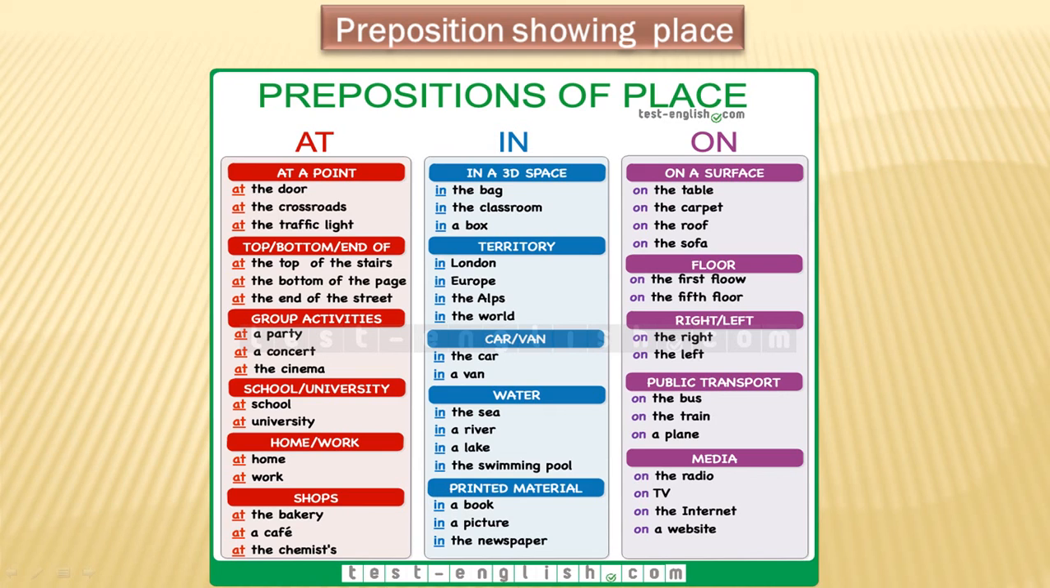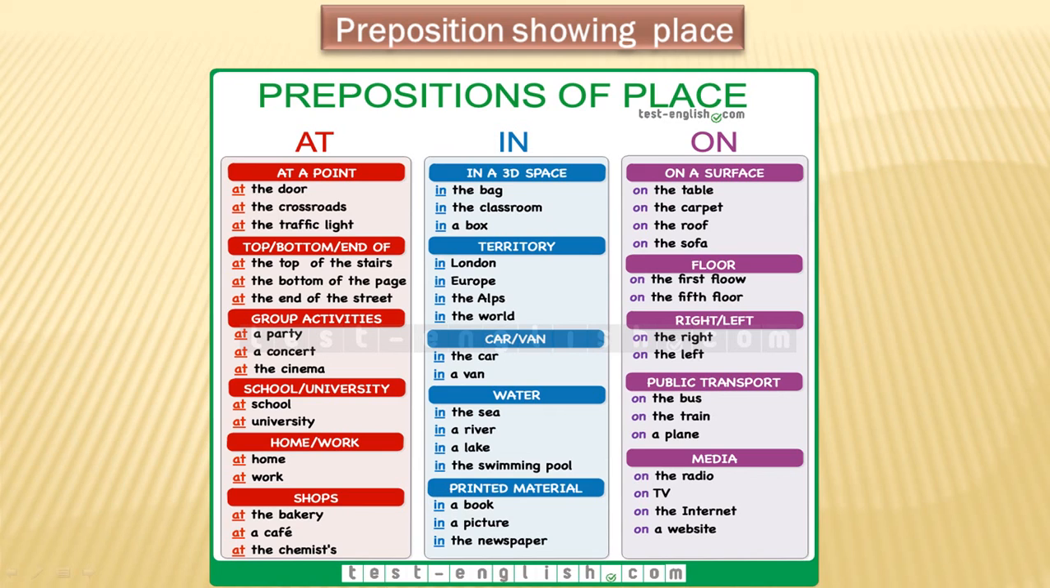To show group activities: at a party, at a concert, at the cinema. School or university, we use at school, at university. Home or work: he is at work, he is at home. Shops: he works at the bakery, he is at a cafe, he is at the chemist lab. In these places the preposition at is used.